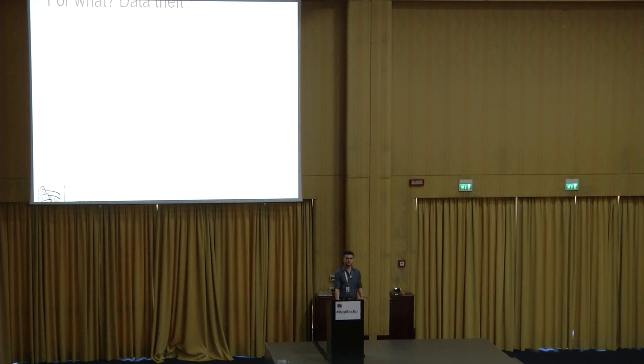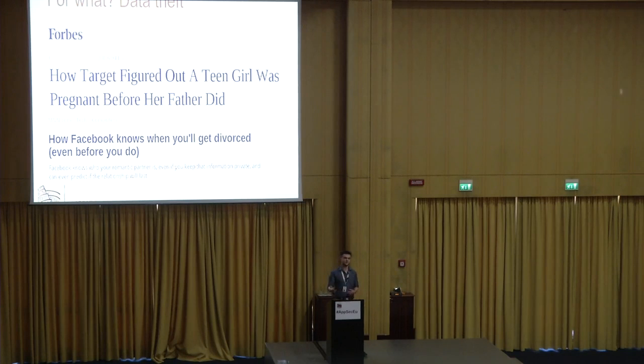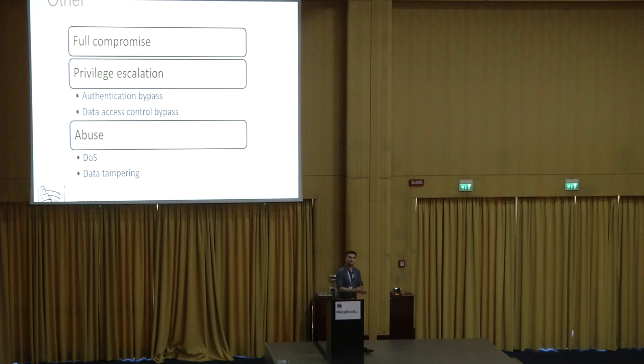Okay. Well, of course, data theft is a big risk in a big data solution, right? For example, Target shops knew that a girl was pregnant before she knew about it, or Facebook knows when you will get divorced even before you do. Okay, sure. So, of course, we can go for a full compromise, like code execution on big data servers, but it's not the point. Remote code execution vulnerabilities are, of course, critical, and if they happen in a big data solution, it's a big risk.